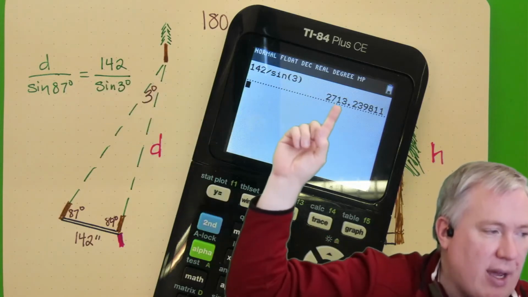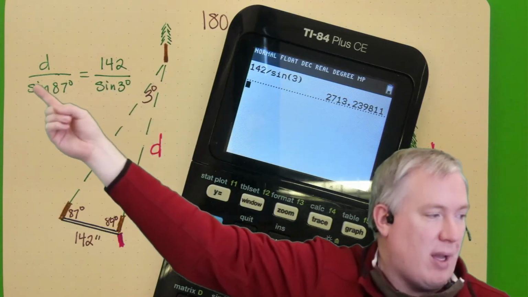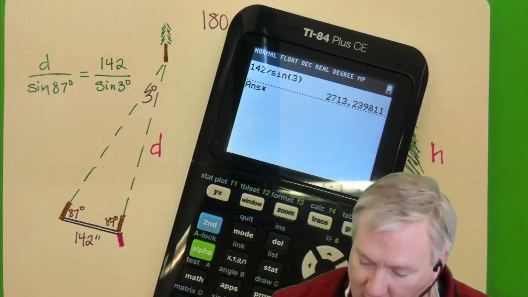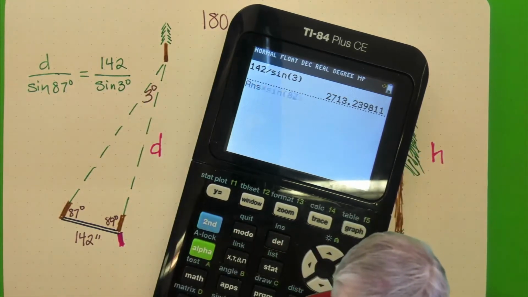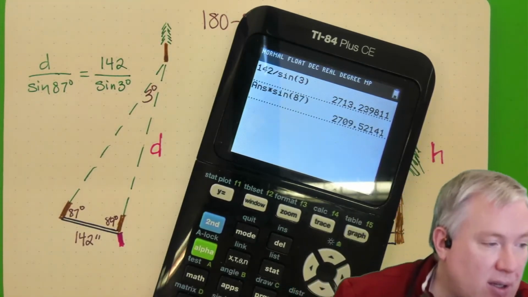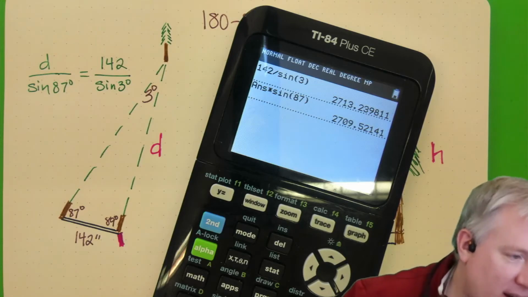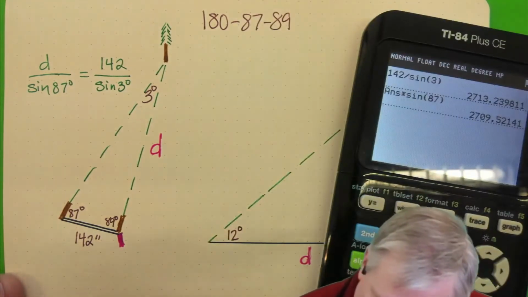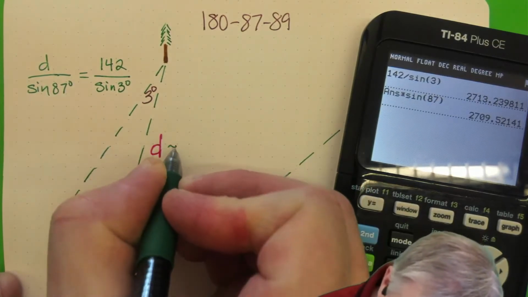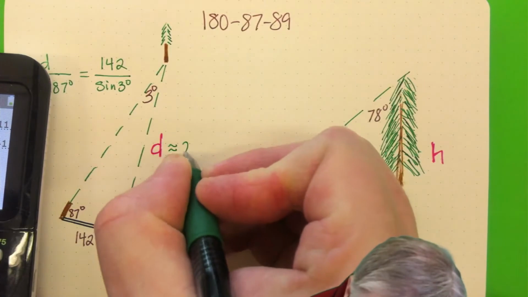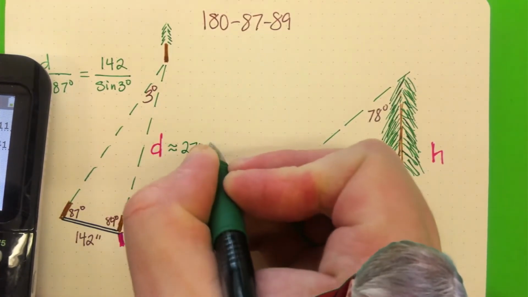So once I know that number, all I have to do is multiply by sine of 87 because it's being divided over there. So to get rid of it, I multiply. So times the sine of 87. And I have an answer here, 2,709.5 inches roughly. Okay, so it's approximately. And we'll eventually convert this into feet because it oftentimes makes a lot more sense to do so.